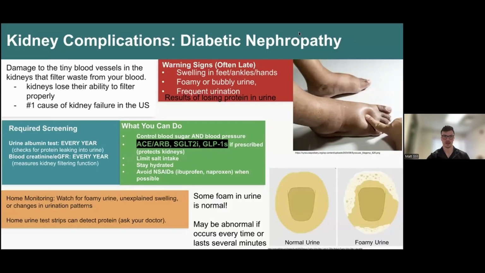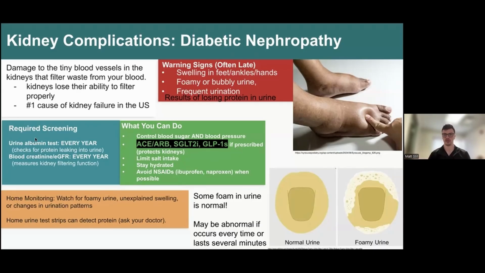The next thing I want to talk about is the kidney, and diabetes, unfortunately, is the number one cause of kidney failure in the United States. It happens similar to the eye, where you have very small, delicate blood vessels in the kidney, and the damage to these blood vessels impedes the ability to filter toxins and things like that from your blood. The complications that we see typically are due to losing protein.